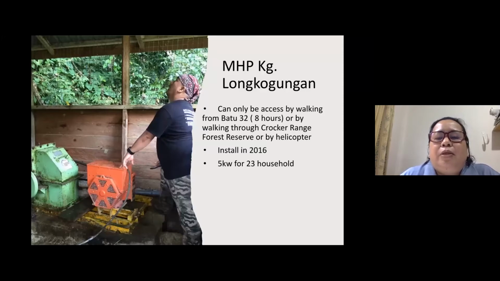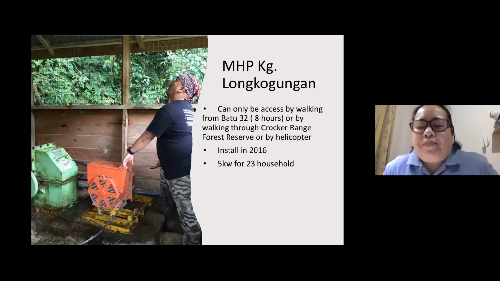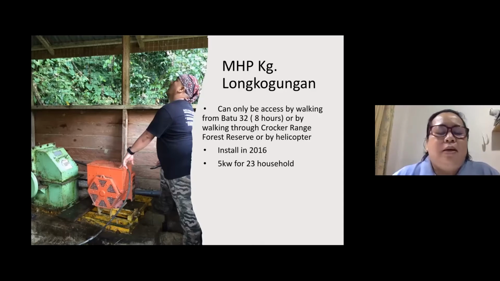This one is the MHP in Longkogungan. So far, this system is the most challenging we have had, especially in terms of logistics, because it can only be accessed by walking from Batu 32, going downhill about 8 hours through the Crocker Range Forest Reserve, or by helicopter. By helicopter, you can reach there in about 15 minutes. If you have money, you can pay about 15,000 to go there by helicopter. The system was installed in 2016, and it's 5 kilowatts for 23 households.